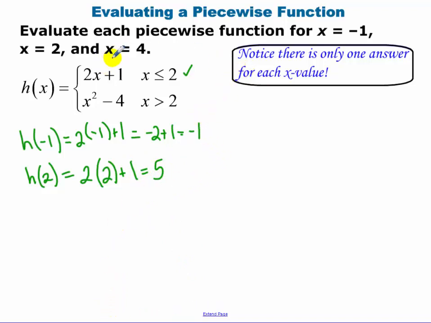Now, for x equals 4, we need to decide, is 4 less than or equal to 2 or greater than 2? Well, 4 is greater than 2. So to find h of 4, we're going to use our bottom function. So I have 16 minus 4, that's going to be 12. So that's evaluating our piecewise function.